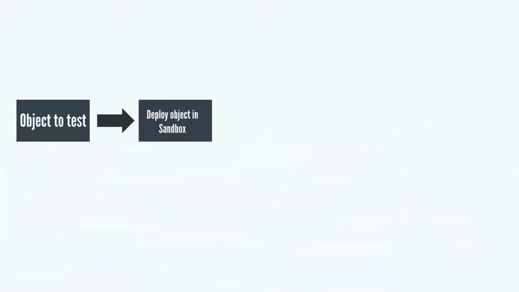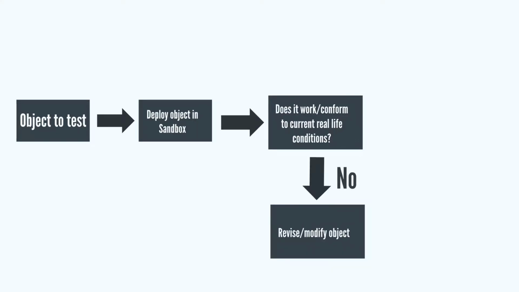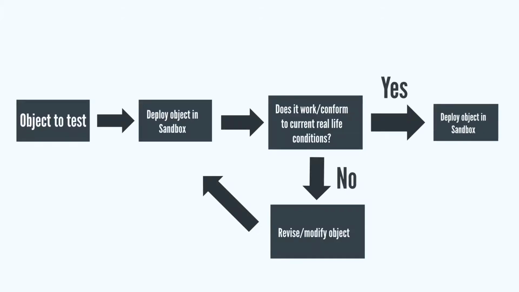Say we have an application we'd like to test. We deploy it in our sandbox, test it. Does it conform to the current real-life conditions? If not, then we revise and modify it, redeploy to sandbox, and put it to the test again. Once we're happy with the results, the application is then deployed into real life.